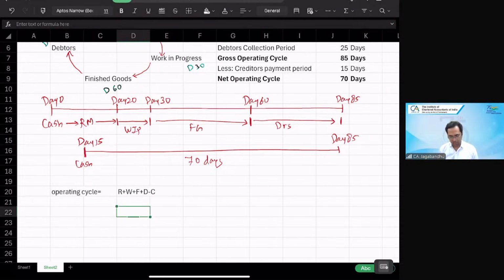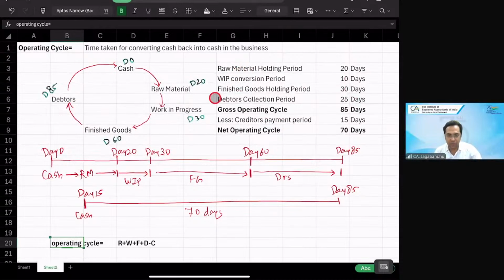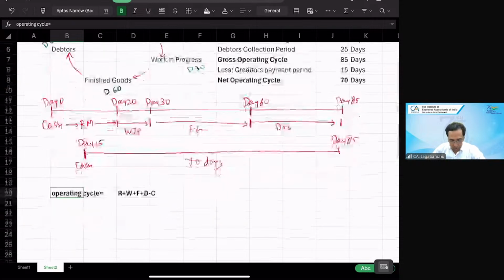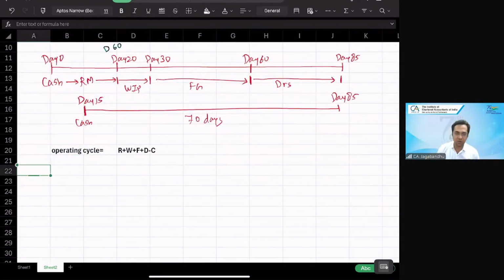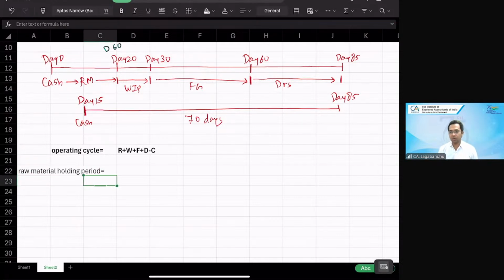Okay. Fine. Now the point is, how do we really compute this? We would really like to know how we compute the raw material holding period or WIP conversion period or finished goods. There needs to be some formula, some sort of logical number which will help us to calculate these things. So let us try to look at the formula for these individual items. First is raw material holding period.